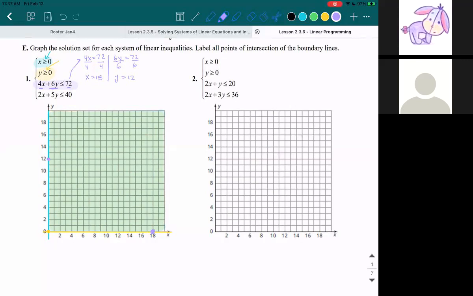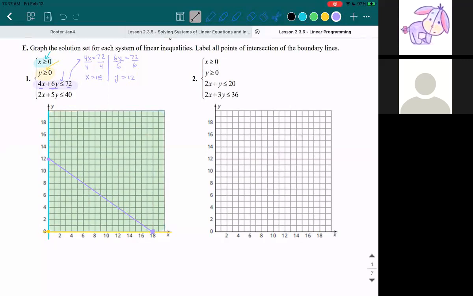Do we want to connect with a dotted line or a solid line? Let's take a look at our symbol. It says less than or equal to. I see the equal to, which is the underlined part, and so that means we're going to connect it with a solid line. Okay, so I've connected everything with a solid line over here, and you can see our solid purple line.